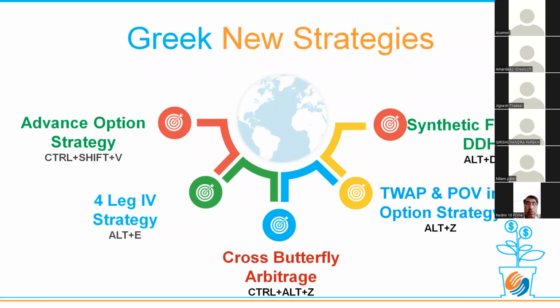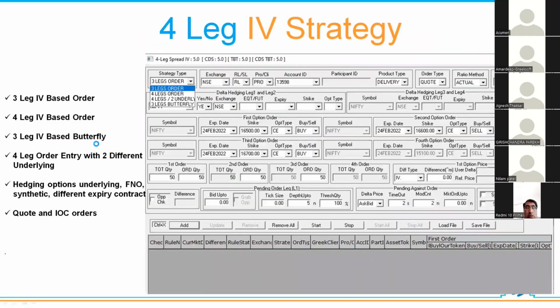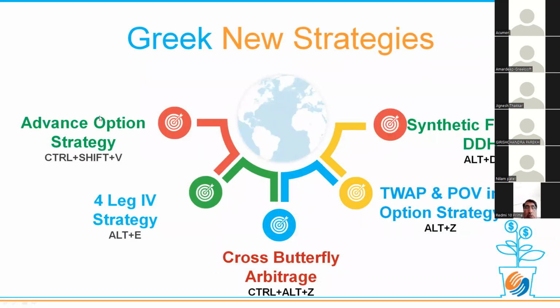So these are some of the new strategies. One is the advanced option strategy. Now this is the most desired, most demanded strategy, Control Shift V, advanced option strategy. In this strategy, what we had in Alt Z or Alt X was 2 leg, 3 leg, 4 leg strategies, wherein we can mention the combined stop loss and target for the strategies. But here we can mention individual strike target and stop loss as well. So individual strike target, stop loss, and trailing stop loss can be mentioned.